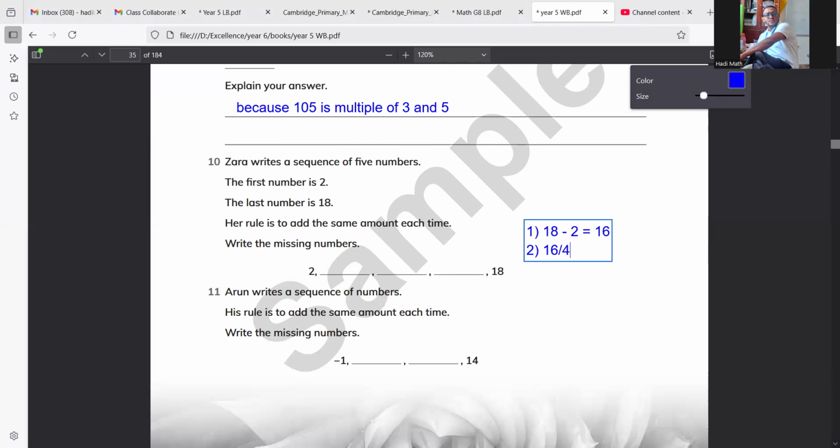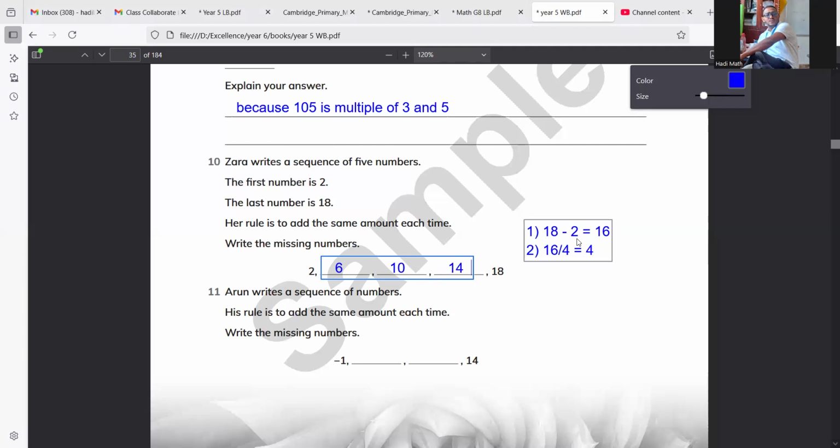Now, because we have 3 missing numbers, we divide by 4. The answer is equal to 4, because 16 divided by 4 is equal to 4. Now you go to your sequence and keep adding 4 every time. 2 plus 4 is equal to 6. Then 6 plus 4 is equal to 10. Then 10 plus 4 is equal to 14. And 14 plus 4 is equal to 18. This is exactly your answer.